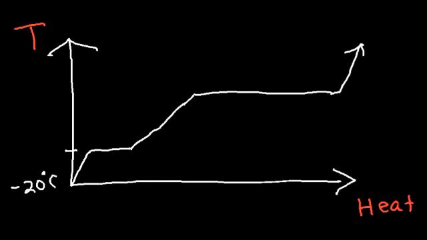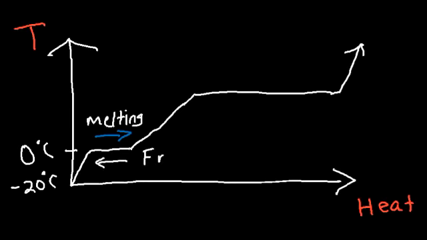Ice melts at what temperature? If you recall, ice melts at 0 degrees Celsius. So at 0, the temperature is going to remain constant until all of the ice cubes have melted into liquid water. So as you go this way, melting is occurring. Ice melts into liquid water. Likewise, if you go backwards, if you remove heat, liquid water could freeze back into ice.